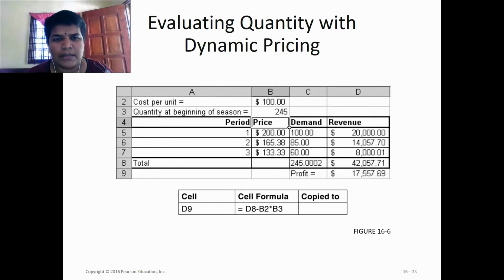Okay, again, you see it's cost per unit. They put the cost here as 100 ringgit, and quantity at beginning of season 245 with the differential pricing method. So the total profit is as given on the screen.